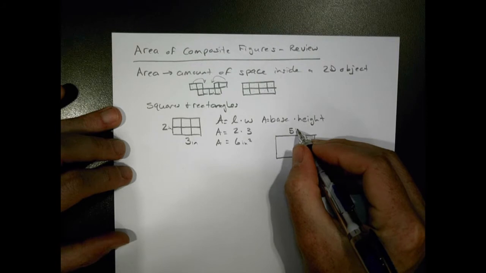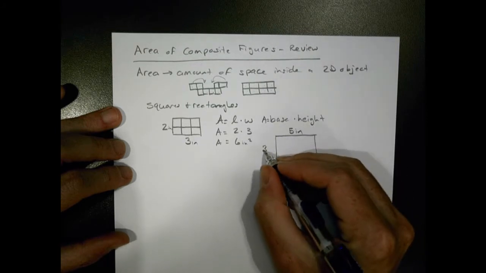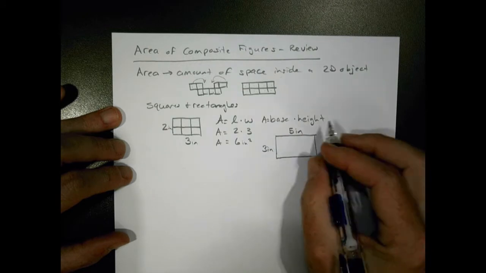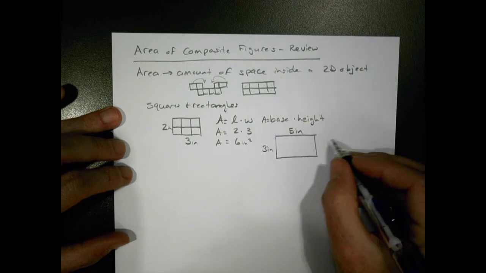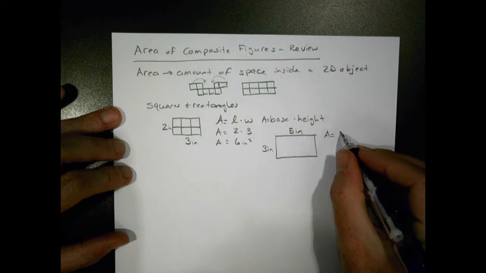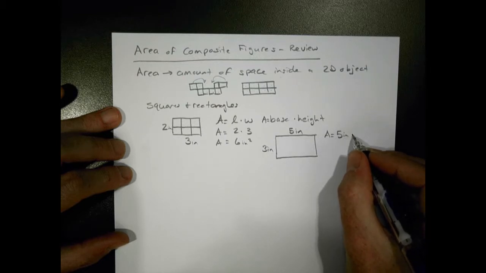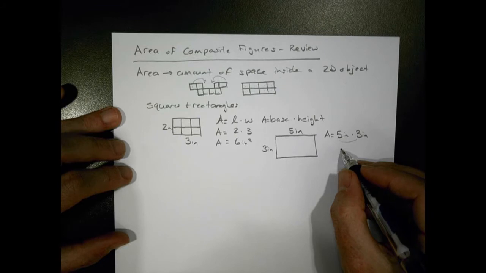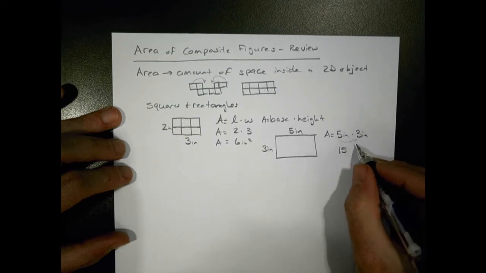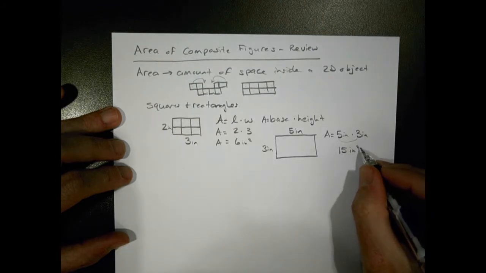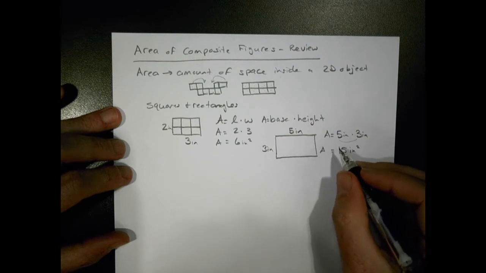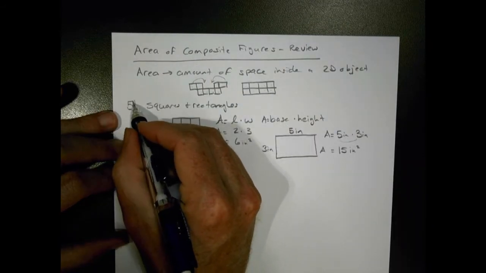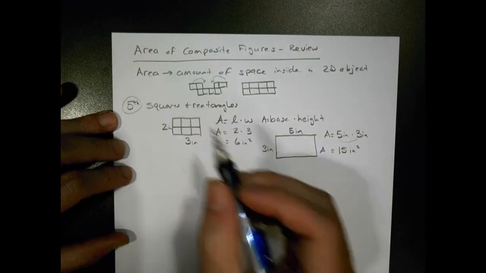So we have maybe something like 5 inches here, and we have 3 inches here, and to find the area of this shape, we would multiply the base times the height. So the area in this case would be equal to 5 inches times 3 inches. When you multiply 5 and 3, we get 15, and an inch times an inch is inch squared. And so the area of this shape would be 15 inches squared. So again, this is something that you probably started to do back in 5th grade.